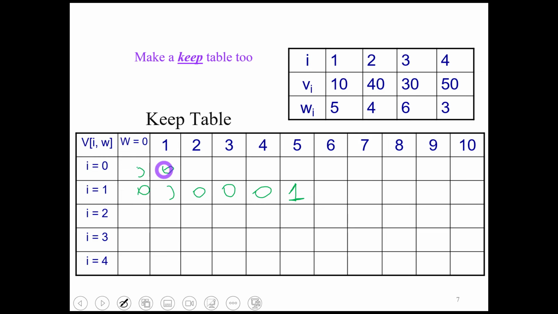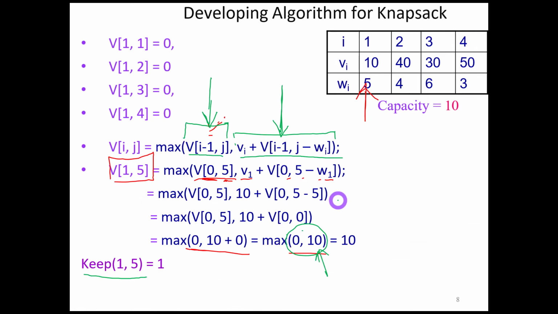I'm talking about the previous one, not the future ones. We will be calculating those. Why am I using this keep table? Because after solving it, it will help me decide which items to keep. That's why we are keeping it. Okay, that's it. We have done this one.